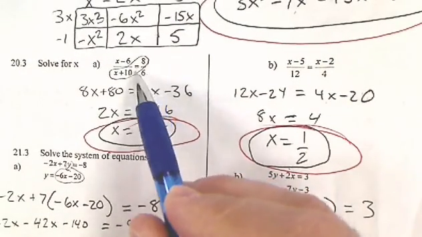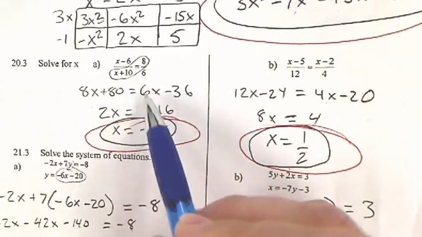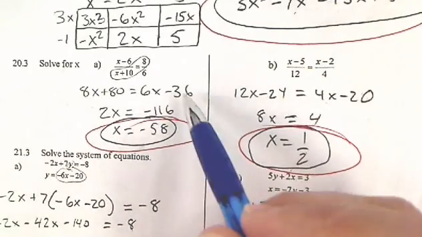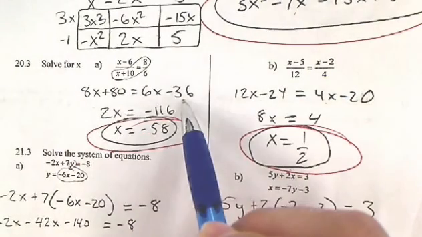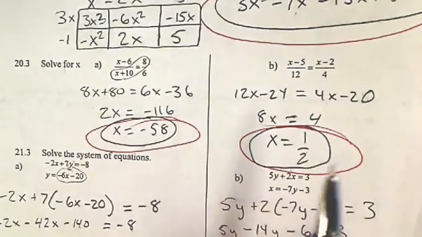Cross multiply. So it's 8 times x. 8 times 10 is 80. 6 times x is 6x. 6 times 6 is 36. Don't forget the negative. Subtract 80 from both sides. Add 6x to both sides. Divide by 2, and that's how I get here.